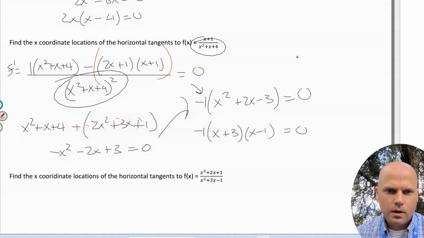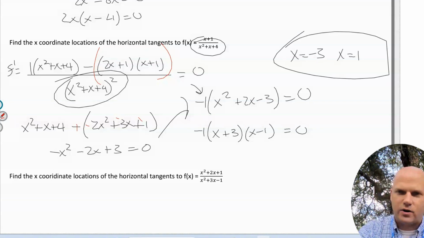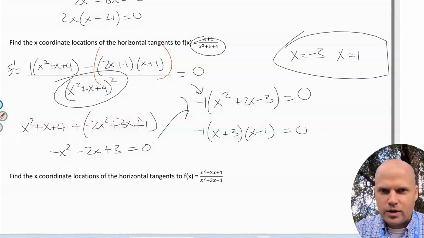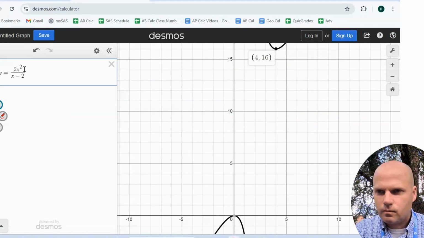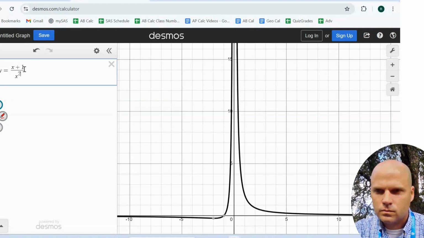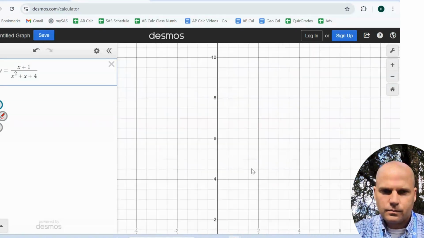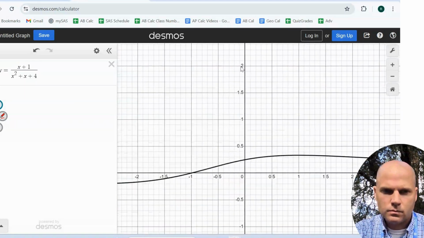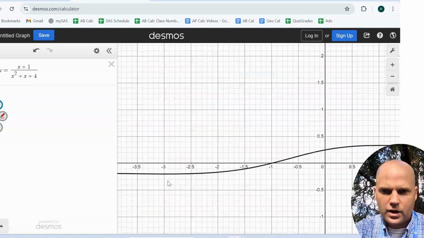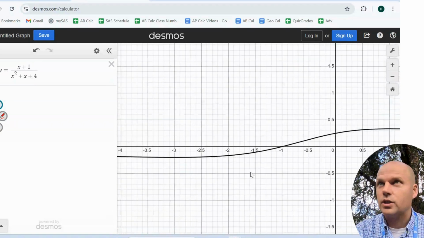Bam. X equals negative 3, x equals 1 are the two x coordinate locations where that function has a horizontal tangent. X plus 1, x squared plus x plus 4. One. Negative 3. Well, bam. Horizontal tangents, horizontal tangents.